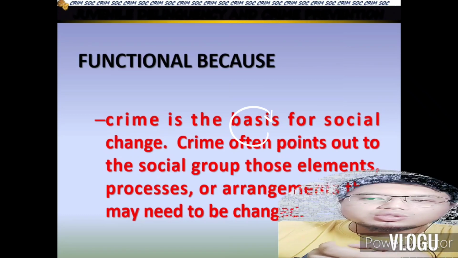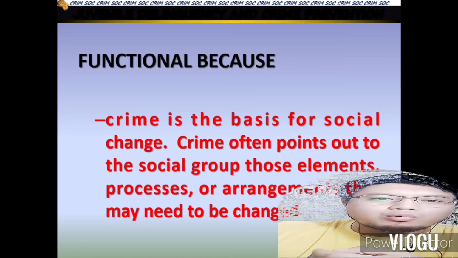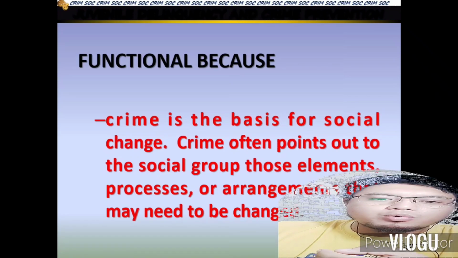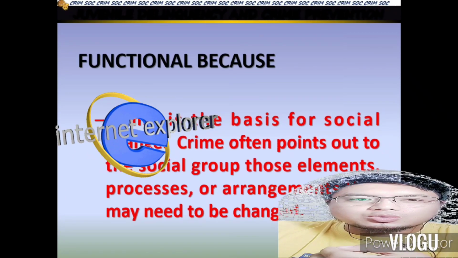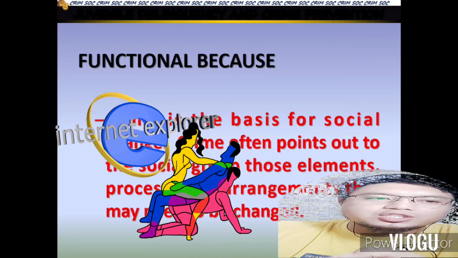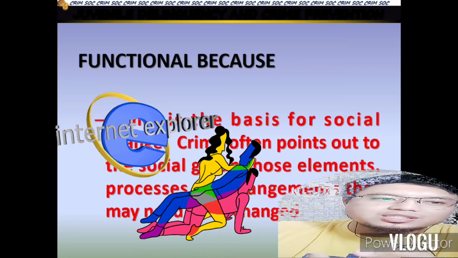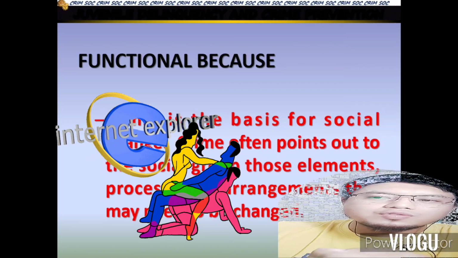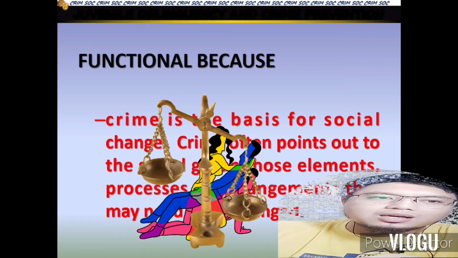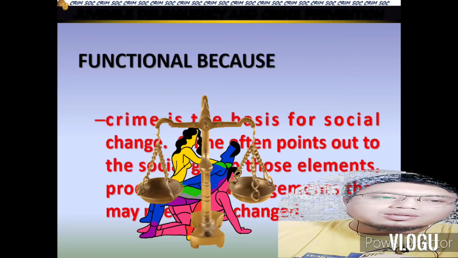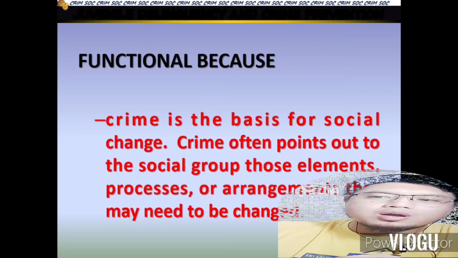Crime often points out to the social group those elements, processes, and arrangements that may need to be changed. So for example, in the Philippines, during the time when Bluetooth and infrared were very rampant, and sexual or pornographic materials were easily being transferred via these electronic devices, the Philippines did not have a law that punishes these actions. Because of these actions that happened, it became a deviant act. However, because of this deviant act, we are now able to produce a law that brings change that involves the development of our community.